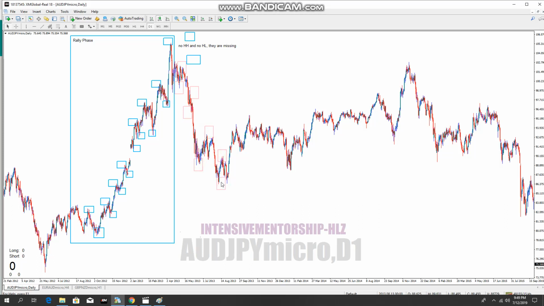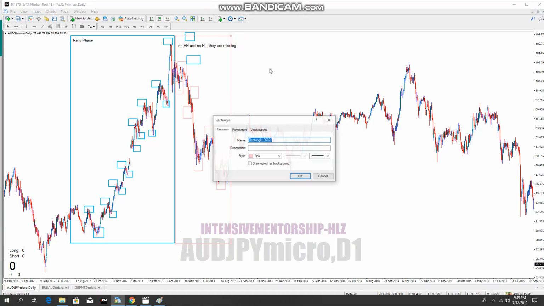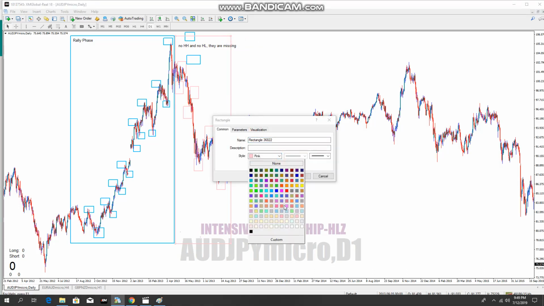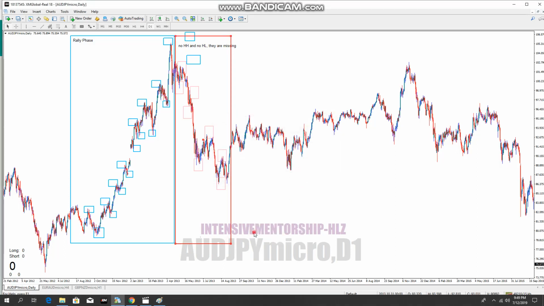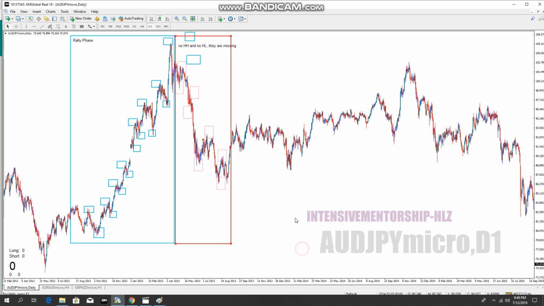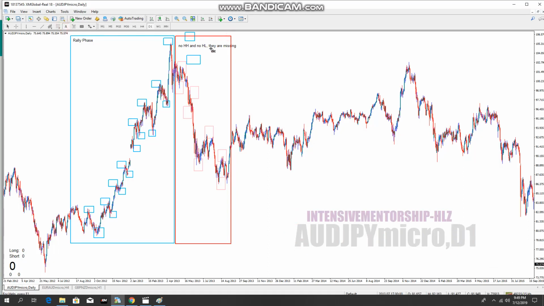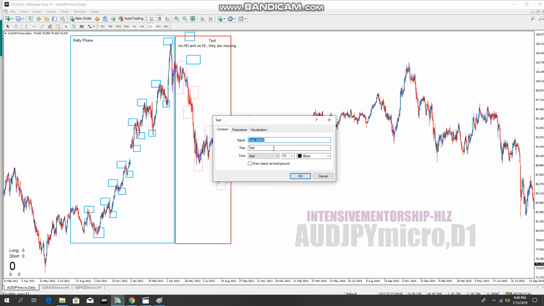Look at the structure here. As we can see, it has changed into the drop phase. So this is the drop phase.